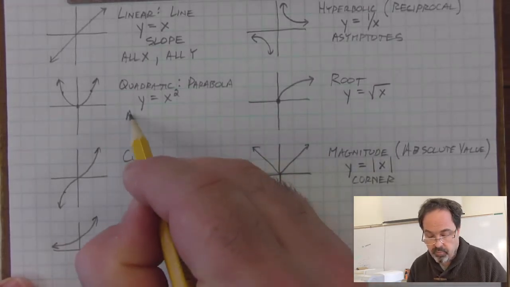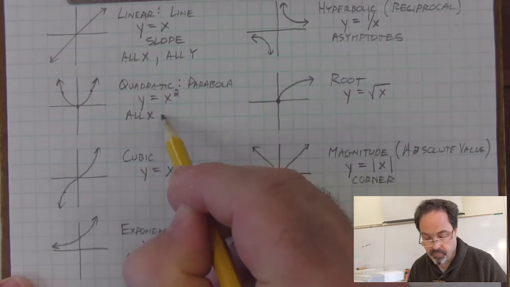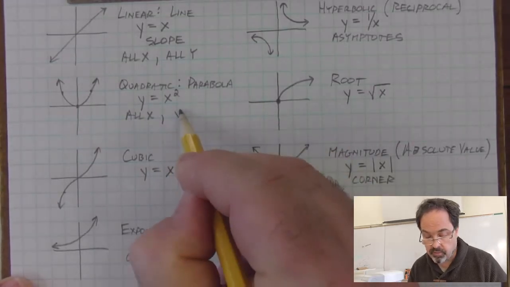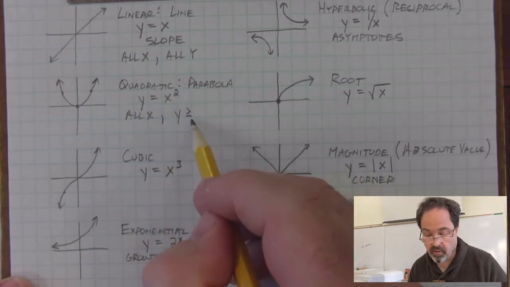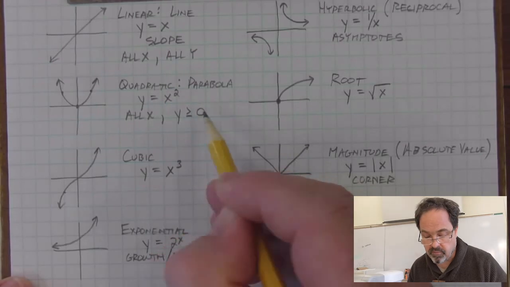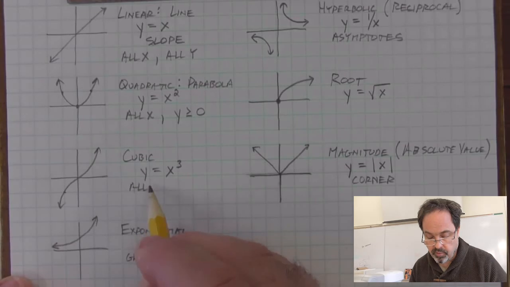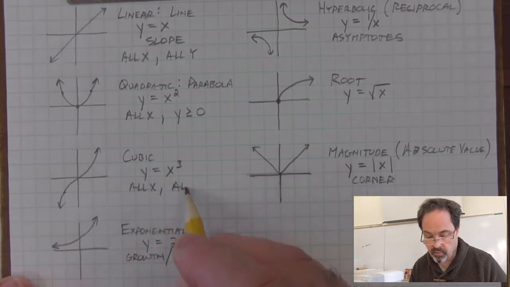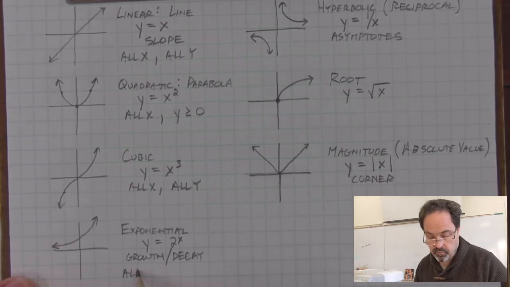Quadratic equation, we can put all x numbers into it, but it has a restricted range. We get only those out of the parent quadratic that are equal to or greater than 0. Cubic function, we can put all x in and we get all y out. Exponential function, we can put all numbers x in, but we only get positive numbers out for y, so y has to be greater than 0.